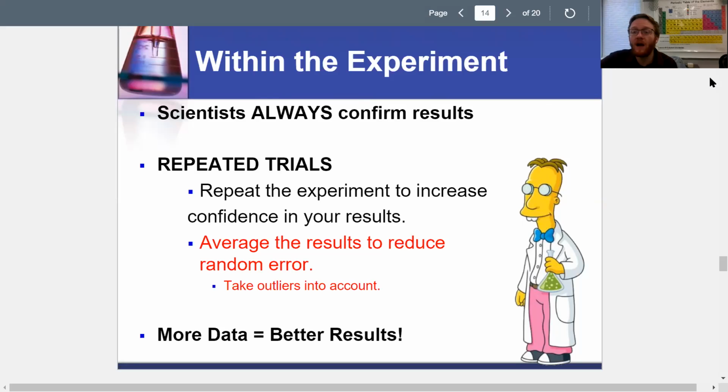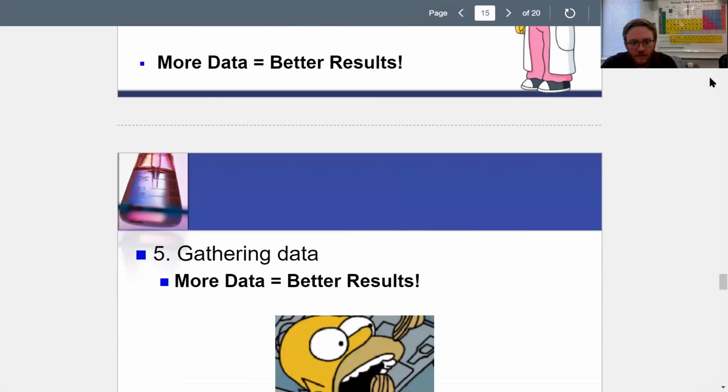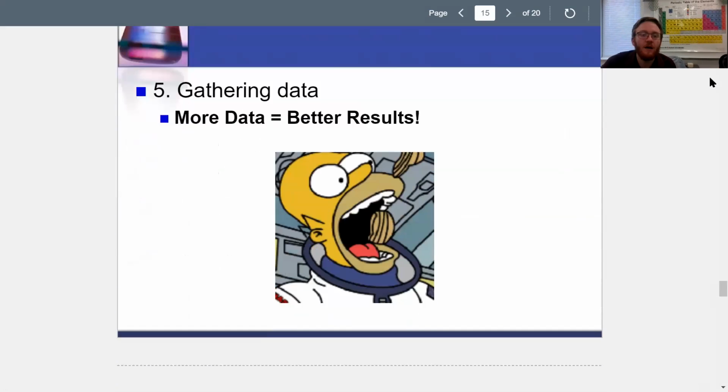This is data that's way off to the side, all right? So if this is my data set, and if I plotted a line through the data, it looks like that. And then I've got a piece of data way over here, over to the right or to the left for you guys, then that means it was probably an accident, and you can throw that out or else it's going to throw off all your data. The more data you have, the better, because it ends up making the average more accurate. Gathering data, more data equals better results.